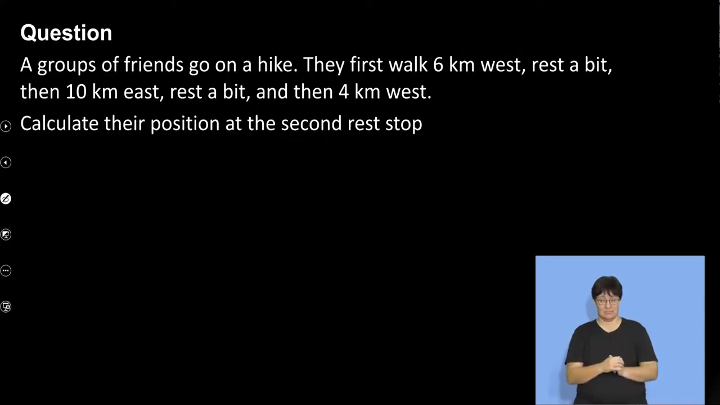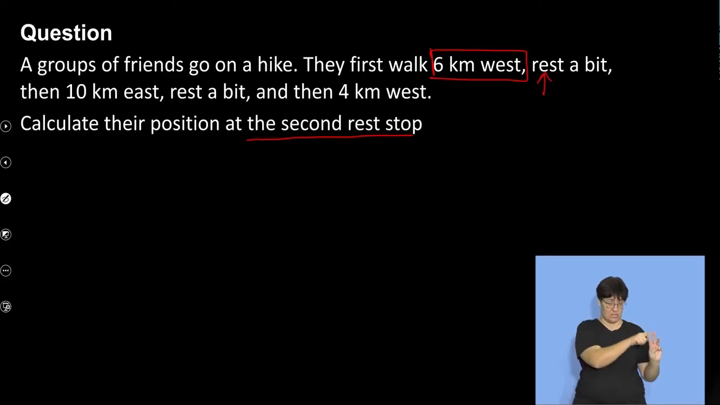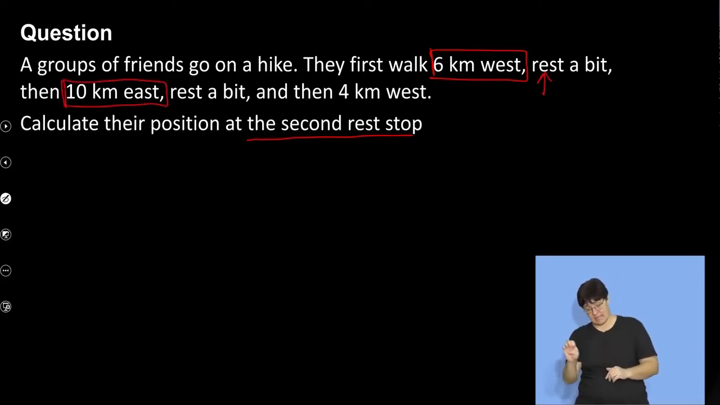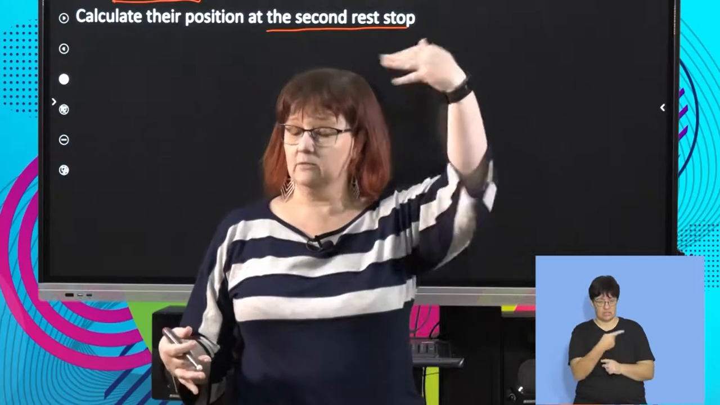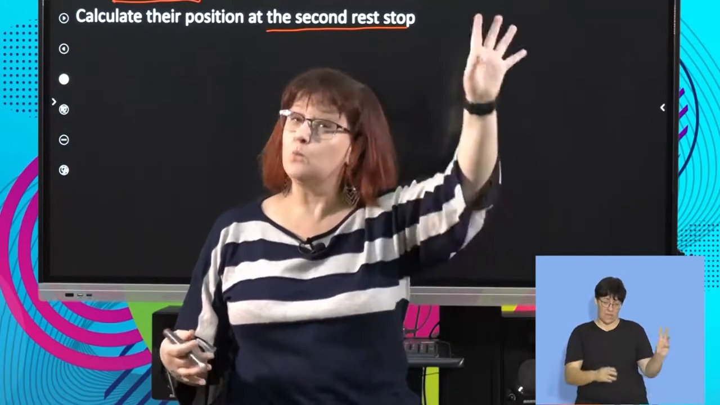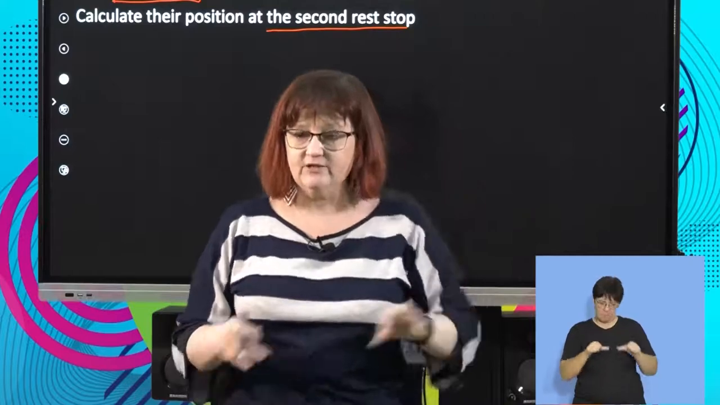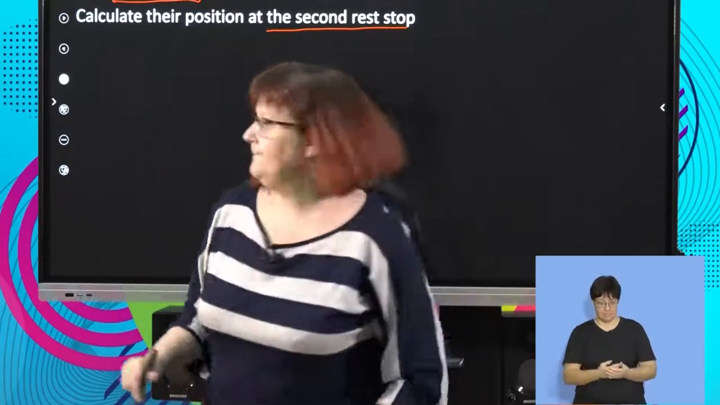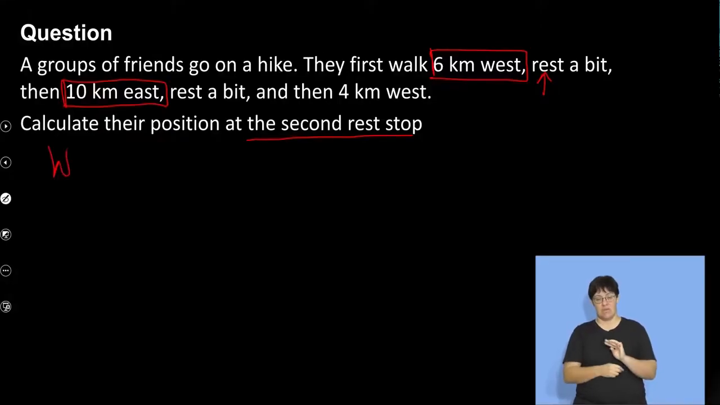So calculate their position at the second stop. So they would have gone 6 kilometers west, first stop. Then they went 10 kilometers east. You can't change which direction you want as positive. Okay, so in the last part of this, we went west is positive. I have to stick to that. You can't change your mind along the way. So we've still got west as positive, okay?